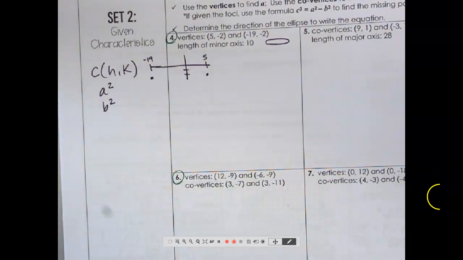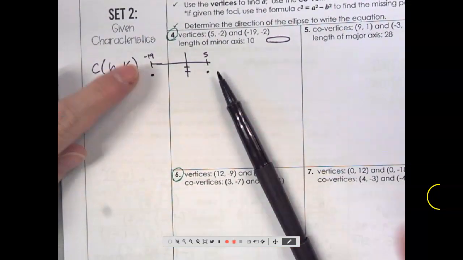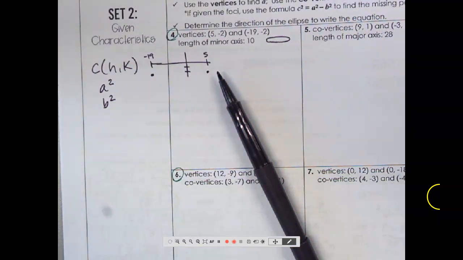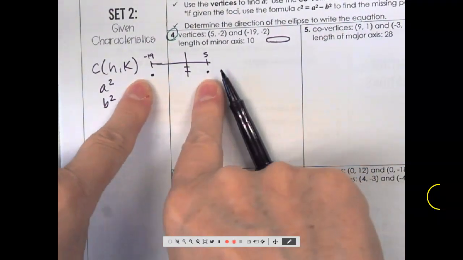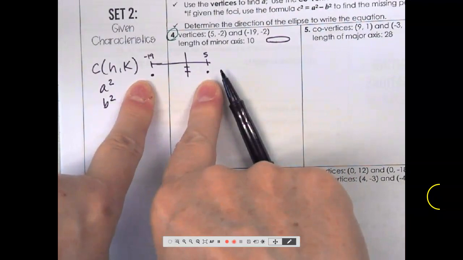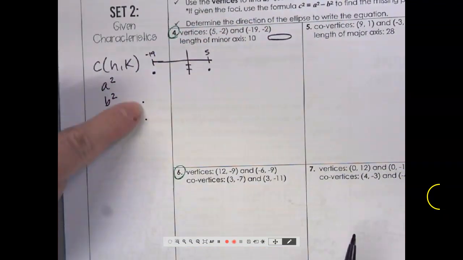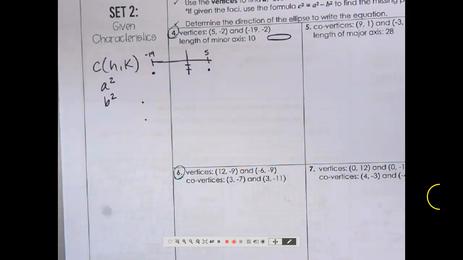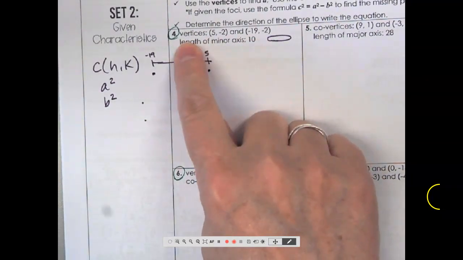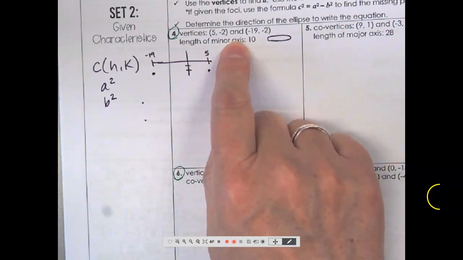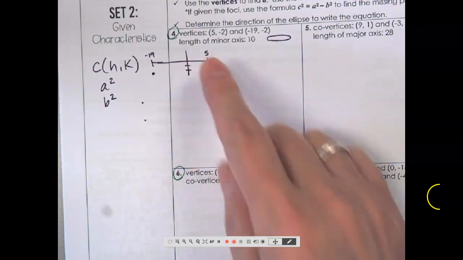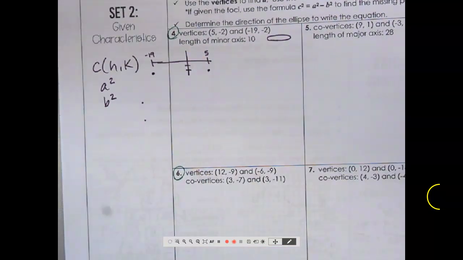How is this going to help me find the center? How do we know what's horizontal? Because those two, remember, the vertices are the ones in the longest direction, and these are lined up horizontally with each other. If it was vertical, then the 2 vertices would be lined up vertically. How do you know they're vertices? Because it told me that those are the 2 vertices instead of the co-vertices. The co-vertices will be the short distance.